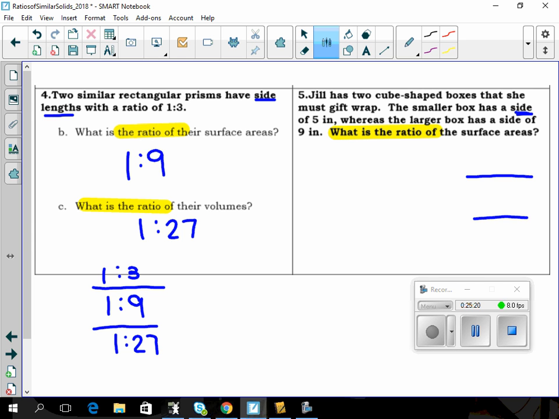What numbers do I have? I have 5 and 9. What are those numbers in terms of the box? Their size. So what row is that? The first row, top row, the size. So I'm going to make my ratio 5 to 9 because they're both sides of cubes.